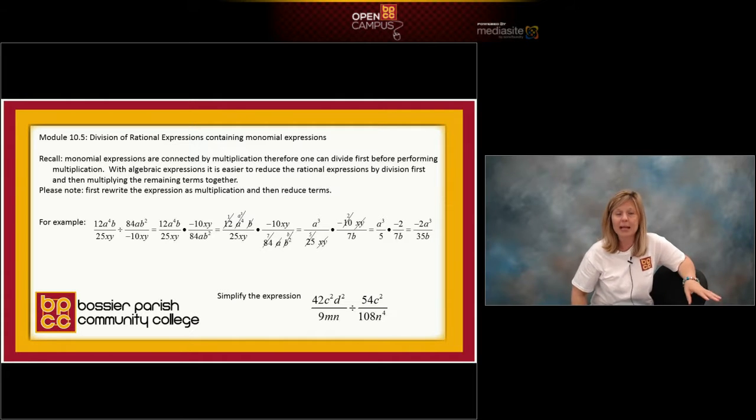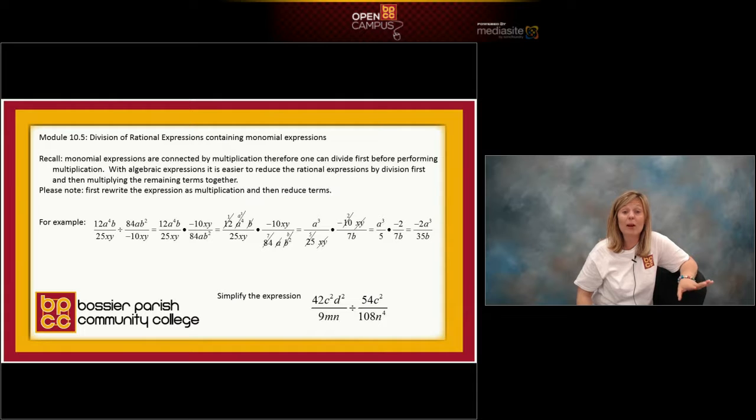So let's go step by step. 12 and 84, the coefficients, their greatest common factor is 12. So 12 divided by 12 is 1, 84 divided by 12 is 7. A to the fourth and a, their greatest common factor is a. So a to the fourth divided by a is a cubed. A divided by a will cancel out. I have b and b squared. Their common factor is b. So b divided by b in the numerator will cancel out. b squared divided by b will leave a b.